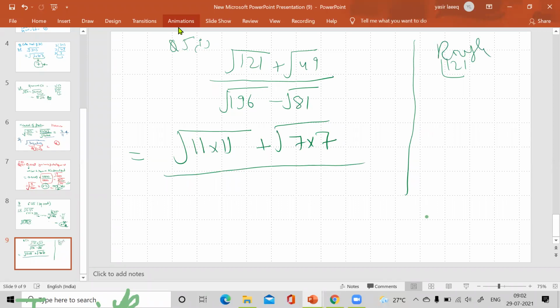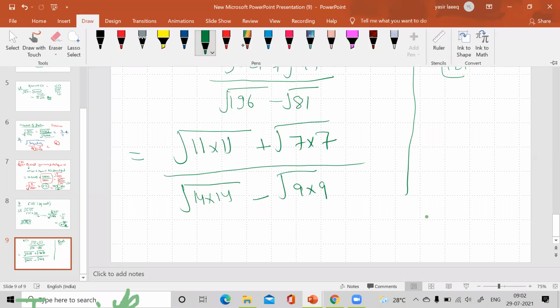Yes, sir. Everyone should factorize in rough so that the solution steps will be on the copy. 196 is 14, I think. Minus, it will be 9 into 9. Okay, now what is the next step just after this?